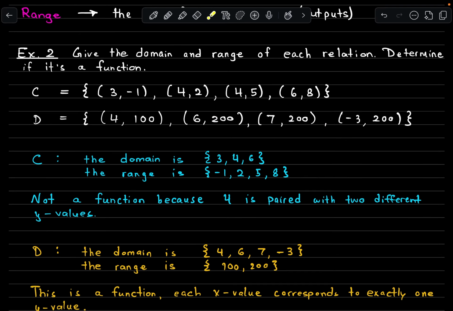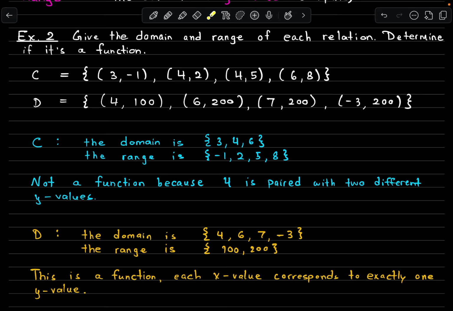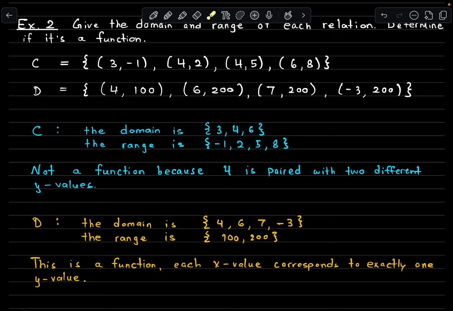Now this is a function because each x value corresponds to exactly one y value. For each input, you're only getting a single output. Here we had a single input 4, but we could get 2 possible outputs, which prevents that from being a function.